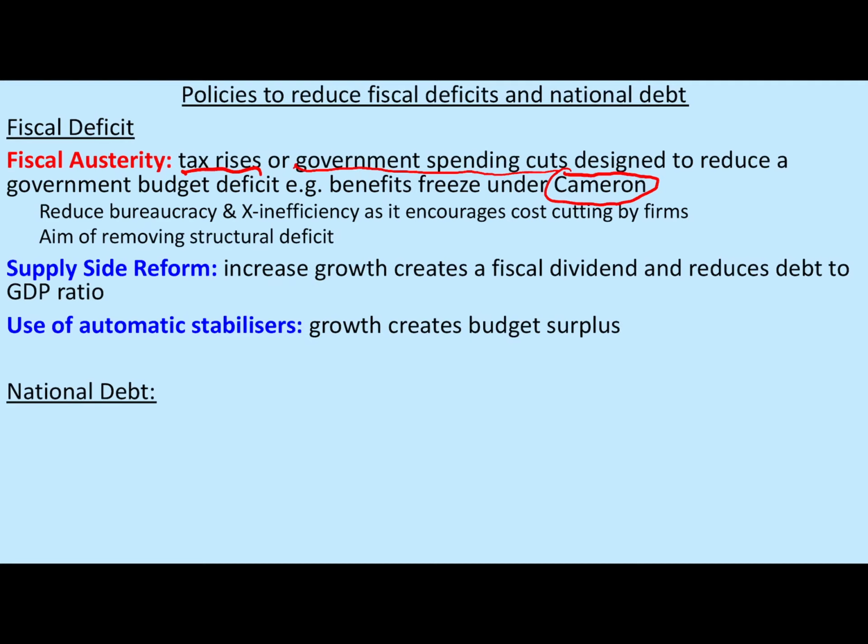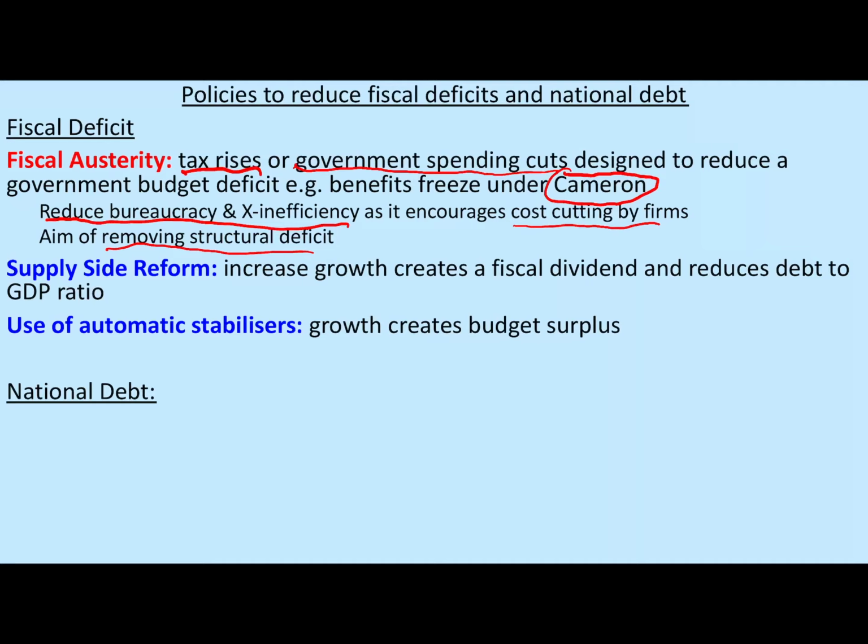Ideally, these policies would reduce bureaucracy and X-inefficiency, as it encourages cost cutting by firms because they would keep less of their profits under higher taxes, so they're going to try and cut costs in order to maintain profitability into the future. The aim of this fiscal austerity is to remove any structural budget deficits.